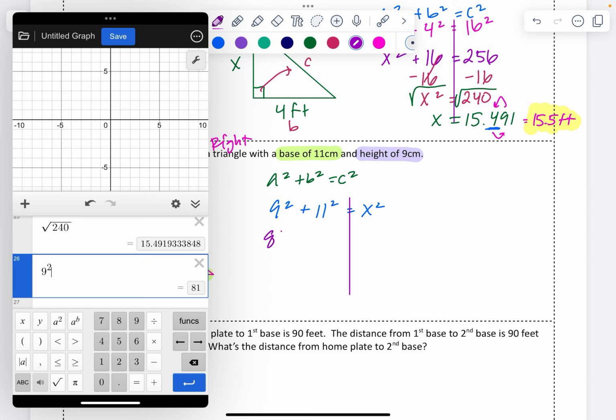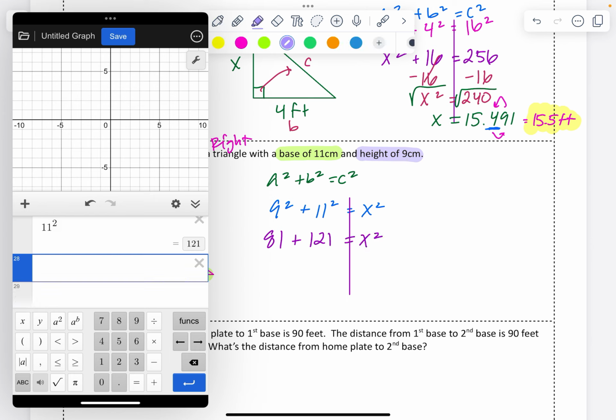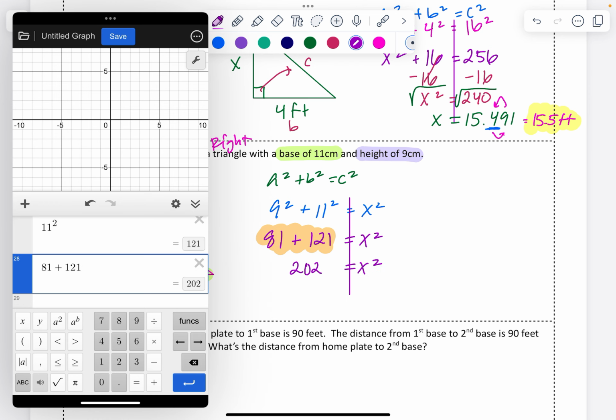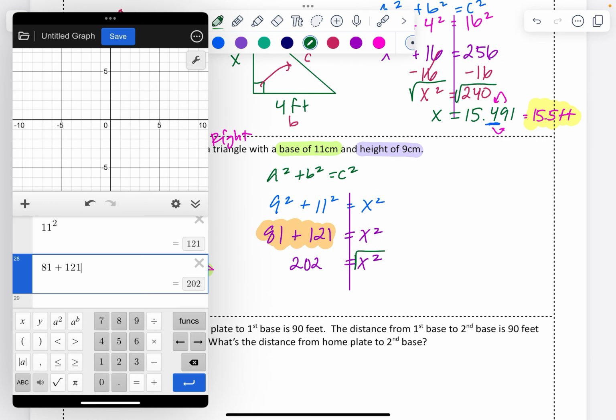9 squared is equal to 81, plus 11 squared, that equals 121, is equal to x squared. I can go ahead and combine my like terms. So 81 plus 121, that gives me 202 is equal to x squared. Same exact process, I have to take the square root of both sides. If I do that, the square root of 202 is equal to 14.21.